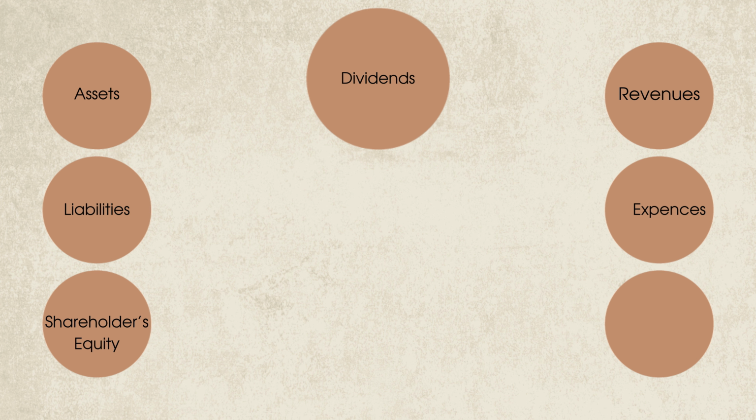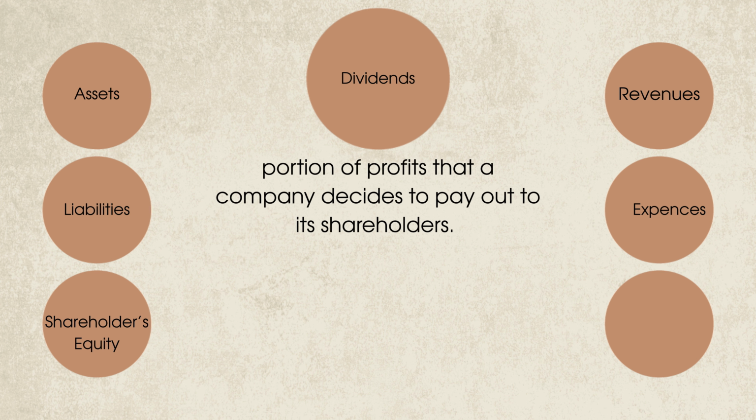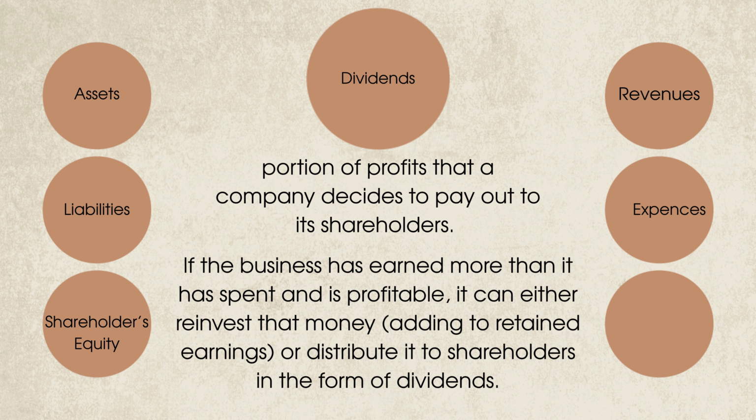Finally, dividends are the portion of profits that a company decides to pay out to its shareholders. If the business has earned more than it has spent and is profitable, it can either reinvest that money, adding to retained earnings, or distribute it to shareholders in the form of dividends.